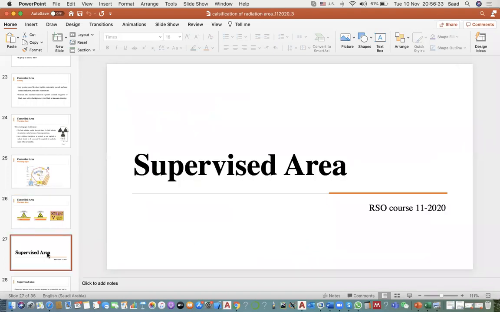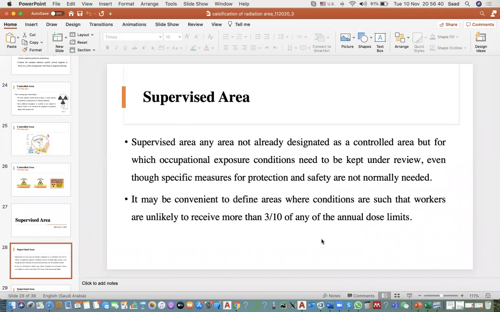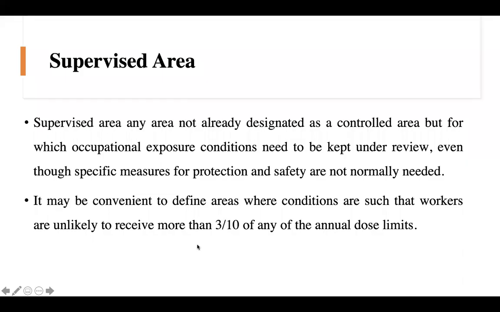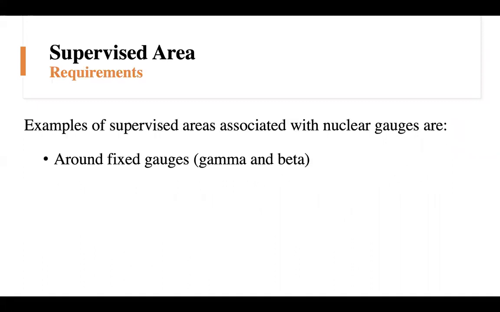A supervised area is an area where we don't expect exposure, but occupational exposure conditions need to be kept under review, even though specific measures for protection and safety are not normally needed. It may be convenient to define the area where the exposure is less than 3/10 of any annual dose limit, or actually it's around 1 millisievert.